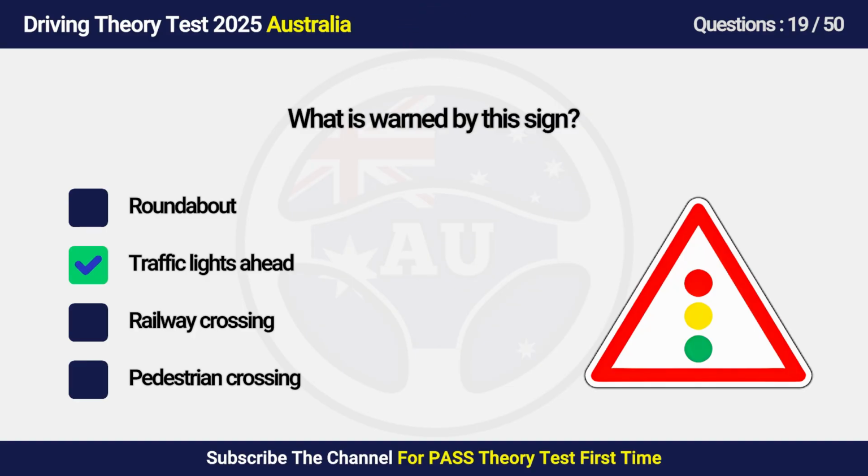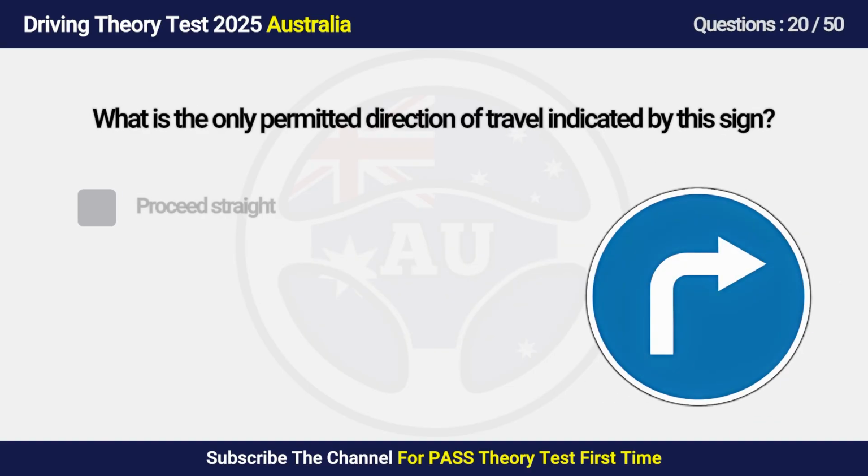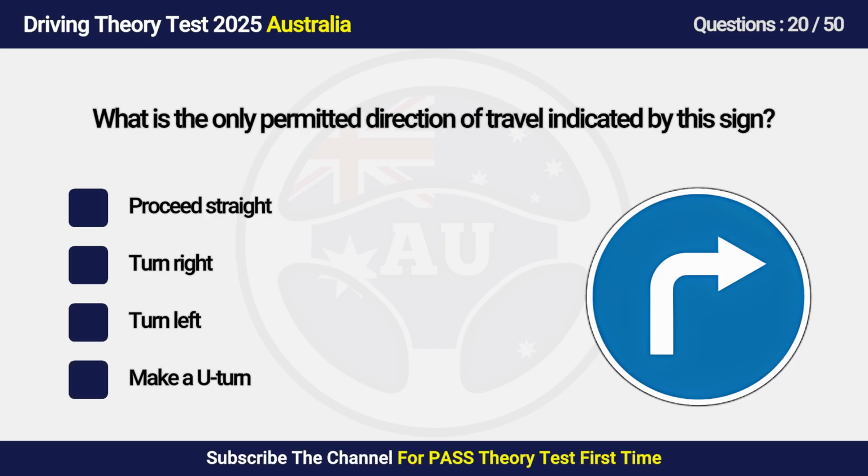Answer is B. Traffic lights ahead. This sign warns drivers that there are traffic lights ahead. Drivers should prepare to slow down and stop if the lights are red or amber. Question 20. What is the only permitted direction of travel by this sign? A. Proceed straight. B. Turn right. C. Turn left. D. Make a U-turn.